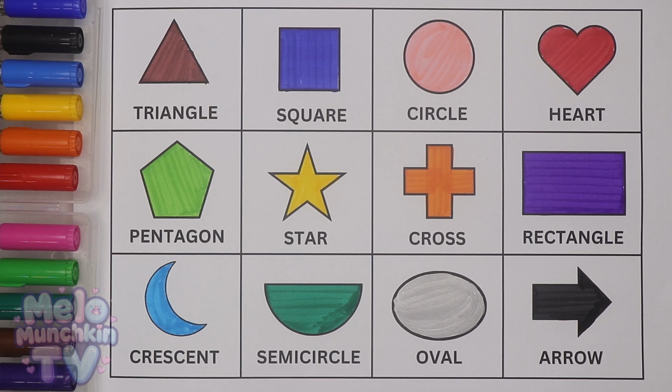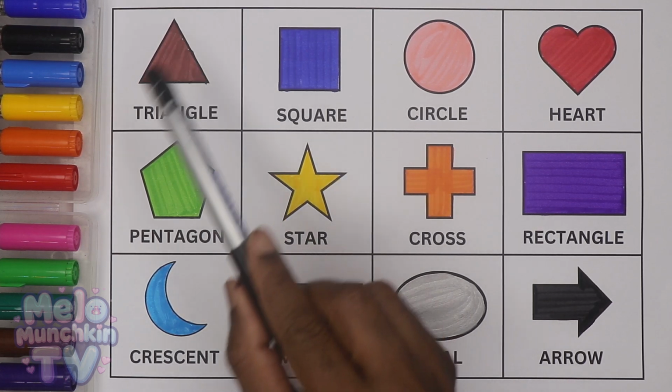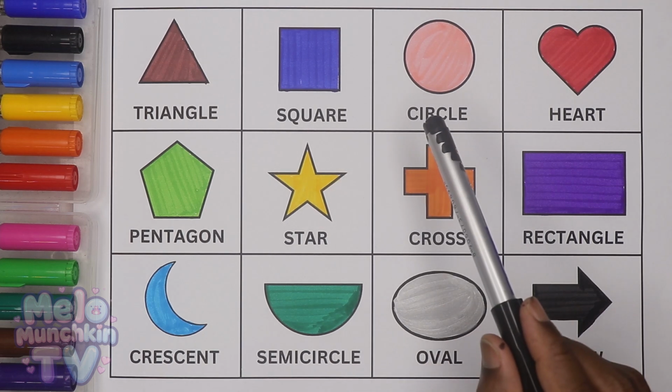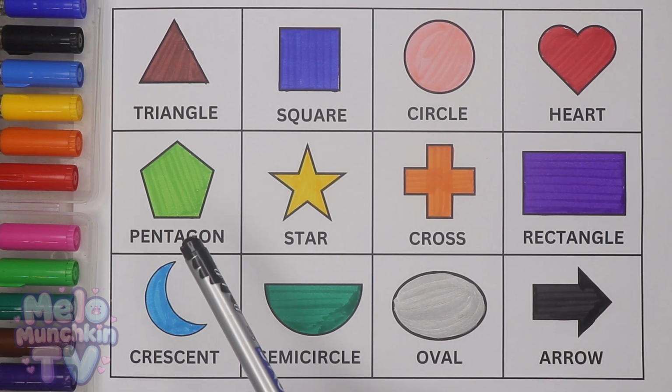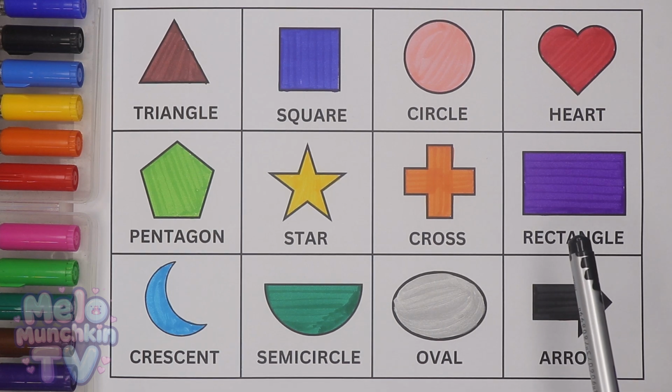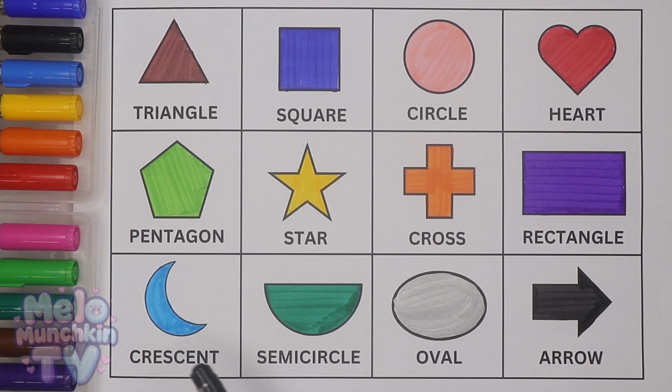Let's repeat once again. Triangle. This is a triangle. Square, circle, heart, pentagon, star, cross, rectangle, crescent, semicircle, oval and arrow.